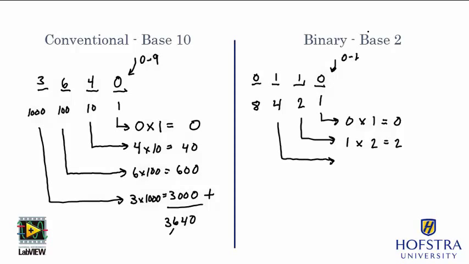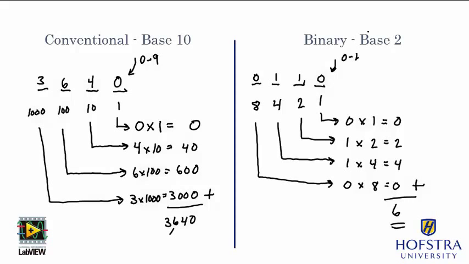The third column, the digit is 1, and we multiply that by its column weight, which is 4. That is equal to 4. And then lastly, we have 0 times 8, which is equal to 0. We come up with the total number by just adding all of these together, or we have the number 0 plus 2 plus 4 plus 0, or 6. So the way to represent the number 6 in binary is 0, 1, 1, 0.